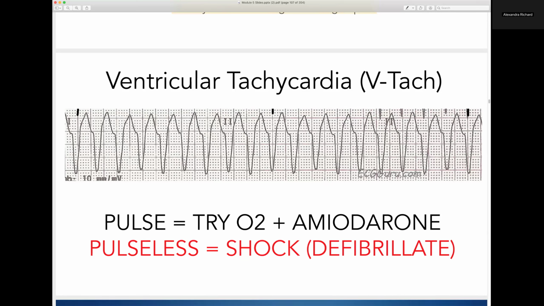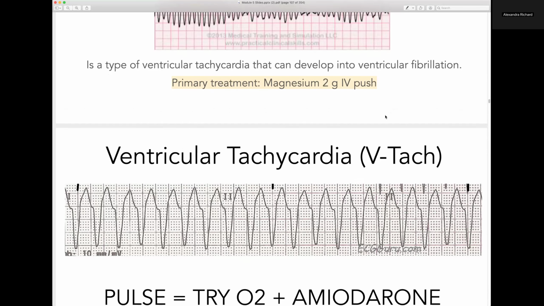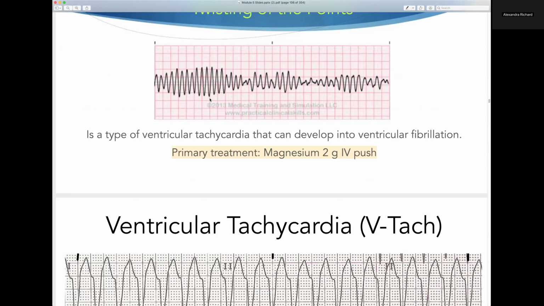But that's not going to save the patient. What's going to save the patient is defibrillating them. So I'm going to say it one more time. Ventricular tachycardia, there's two types, monomorphic and polymorphic. Monomorphic, it all looks the same. It looks like straight mountains. Polymorphic is a little bit more disorganized, like Torsades de Pointes, okay? But it still looks like mountains, okay?